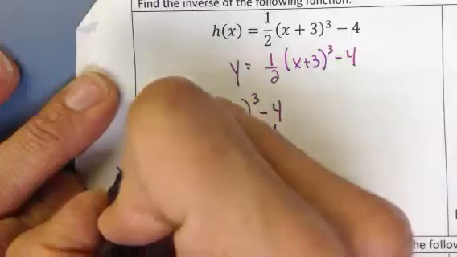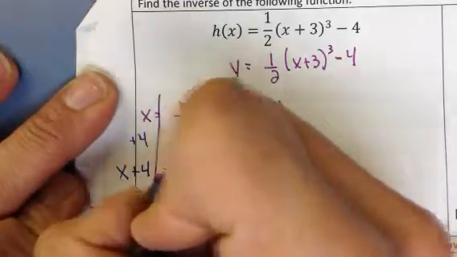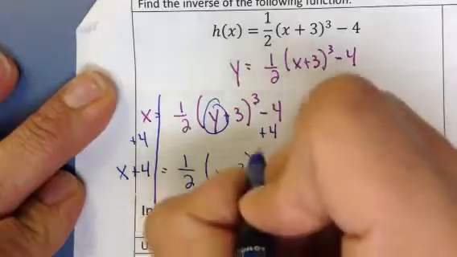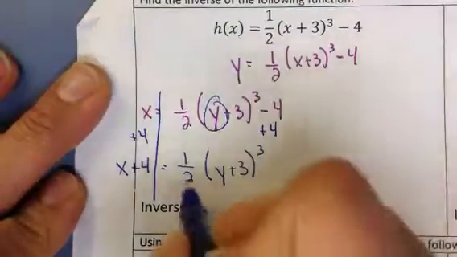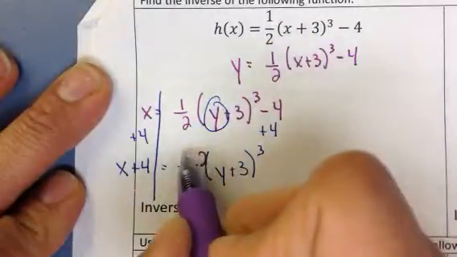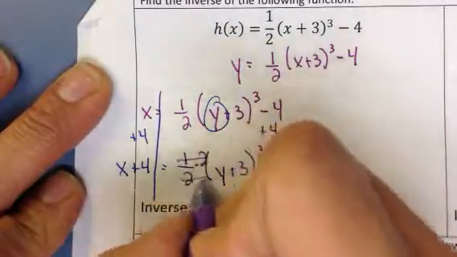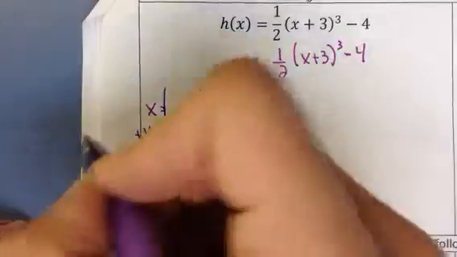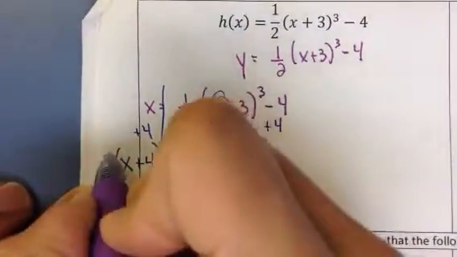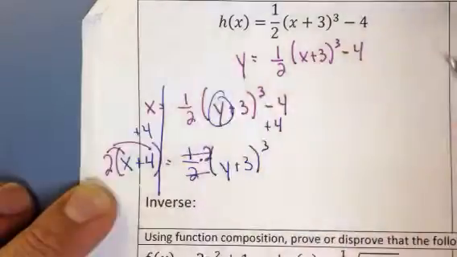You can't make it 4x. They are not like terms. And then over here, I still have the 1/2. And now I'm going to get rid of the half, so I'm going to multiply by the reciprocal. And that becomes 2 over 2, which is 1. That's why they're gone. And I'm going to multiply this whole thing by 2. Okay? So real quick, that means I'm going to get 2x plus 8.